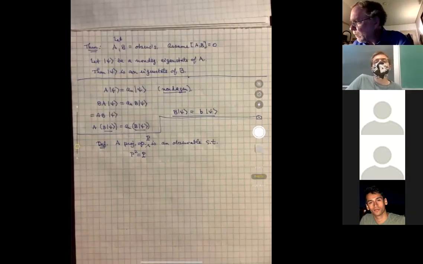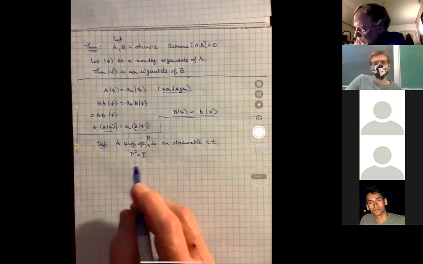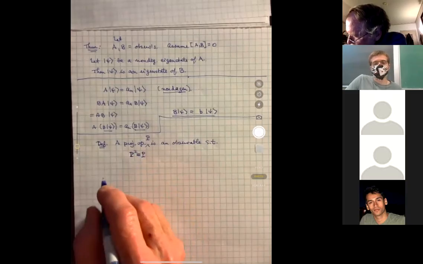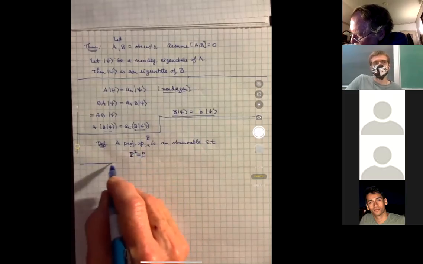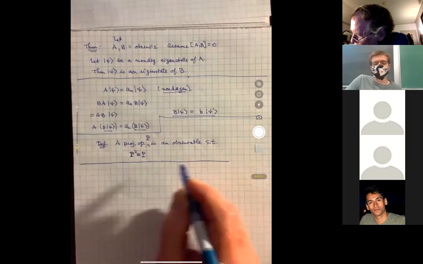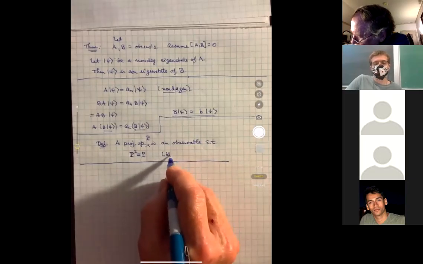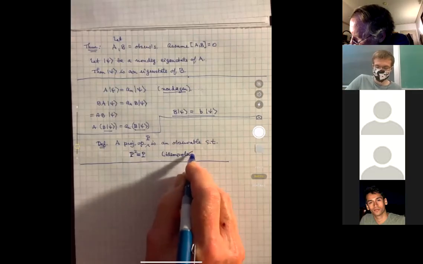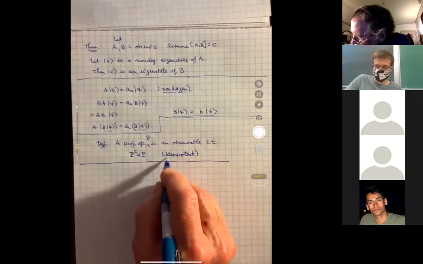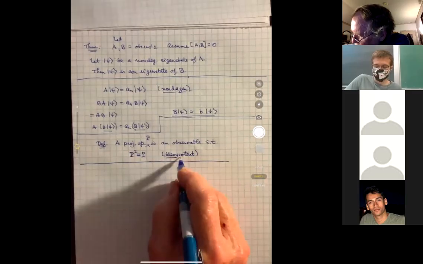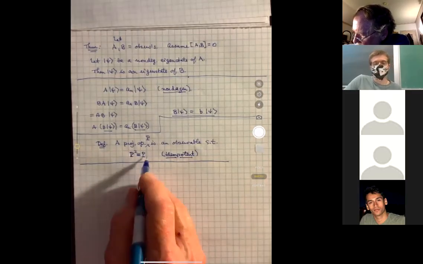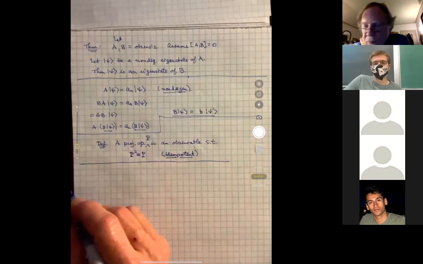I see that I've been using the wrong pen here, and nobody's complained. I try to use this pen with a larger point so that I write bigger. So that's the definition of a projection operator. This property P squared equals P is called idempotent. That's to say, an operator that satisfies this is called idempotent. This comes from Latin idem, which means the same, and potent, which means powerful. So the second power is the same as the first power, and that's where the phrase comes from.